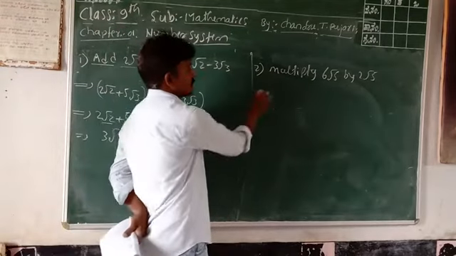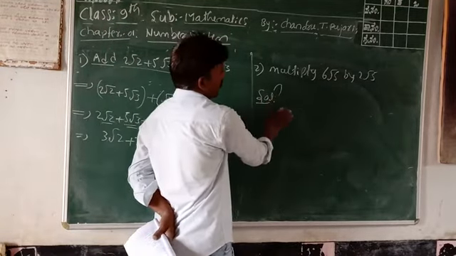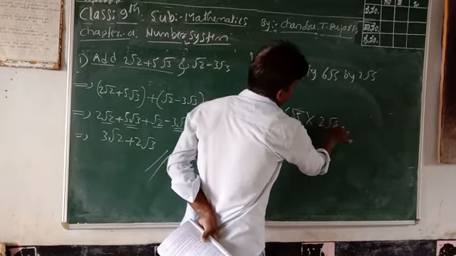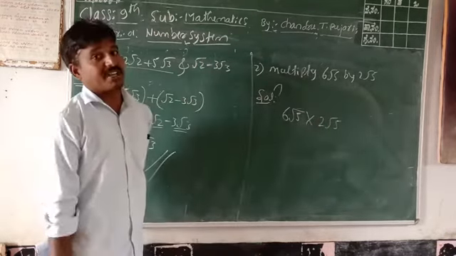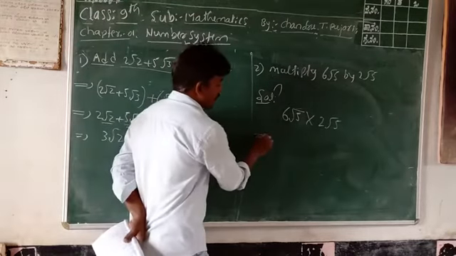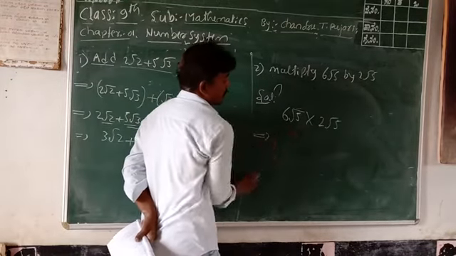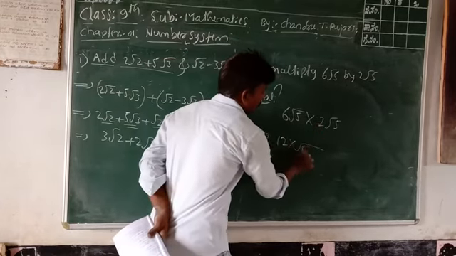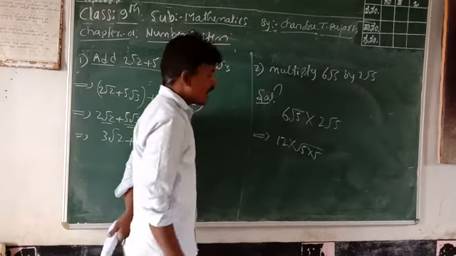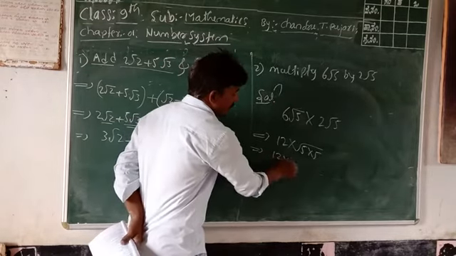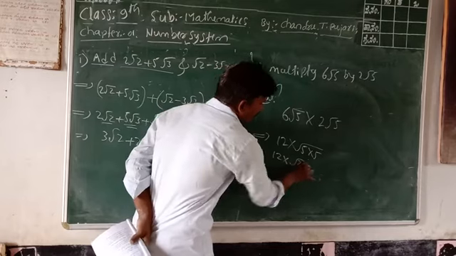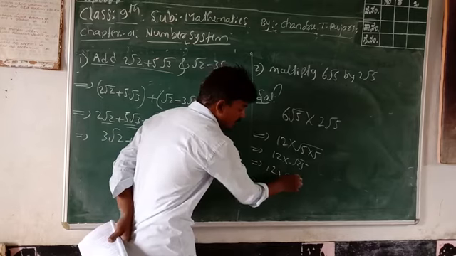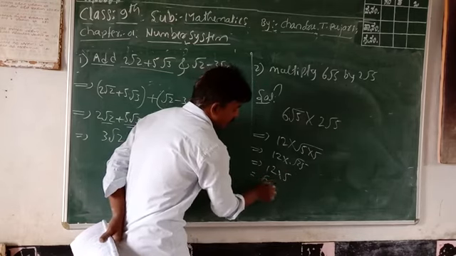Second one, multiplication. The solution is 6 into root 5 into 2 into root 5. In the multiplication, first of all, you multiply only the real numbers: 6 twos are 12, into root 5 into root 5. Therefore 12 into root 25. The value of the square root of 25 is directly 5. 12 fives are 60.